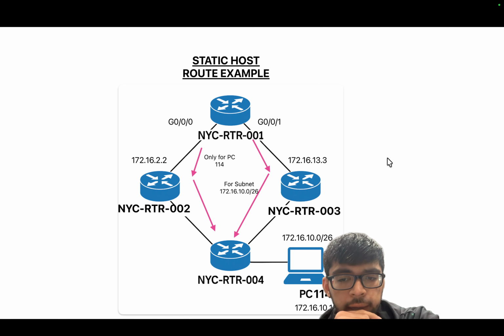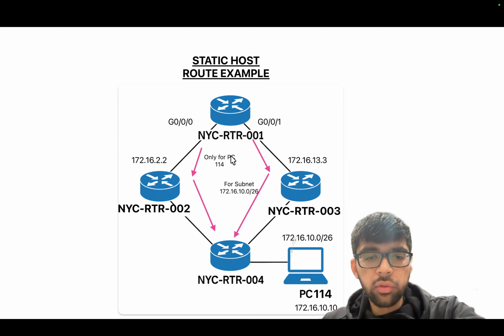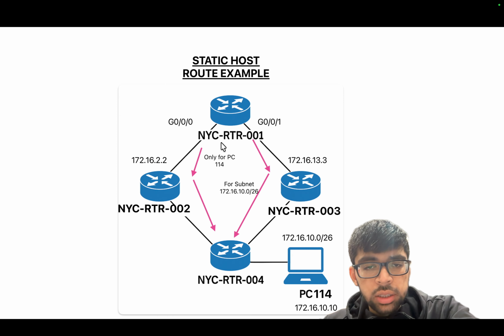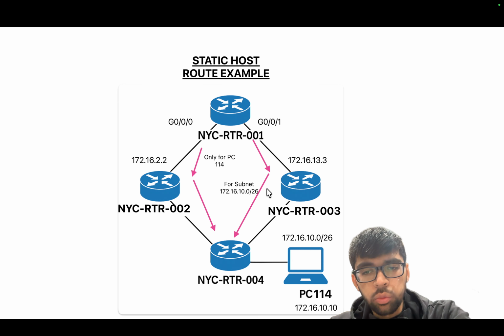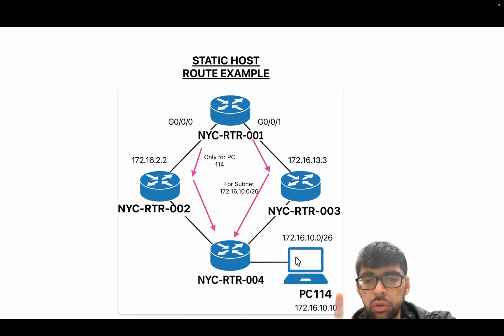So for example, here we've got four routers, and these are all four routers in New York City. New York City router 1, router 2, router 3, router 4. What's happening here is you've got PC 114 config, that's connected to router 4. This is one specific host, IP address 172.16.10.10.